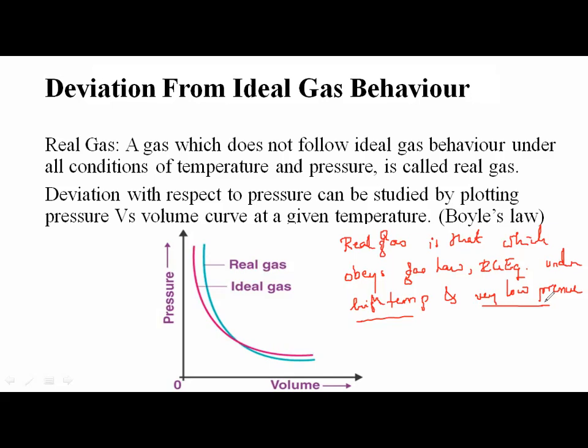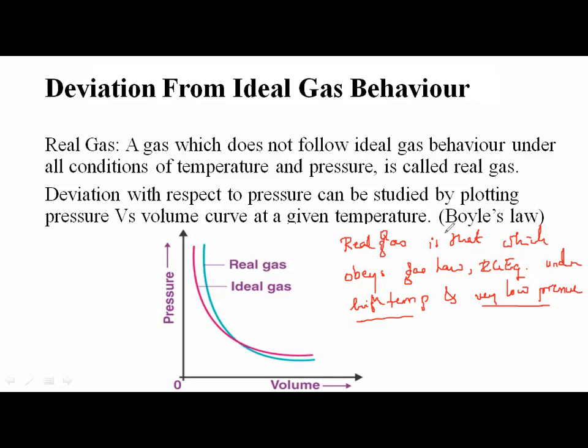And this deviation you can explain by plotting pressure versus volume, as you can see here in the graph, or you can also explain this behavior for different gases by plotting the product of pressure and volume versus pressure. Yes, that we will discuss in the next class.